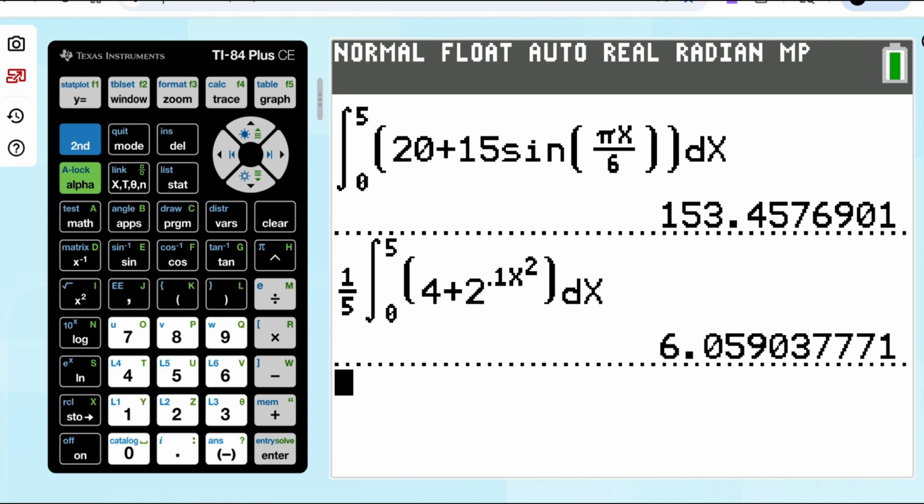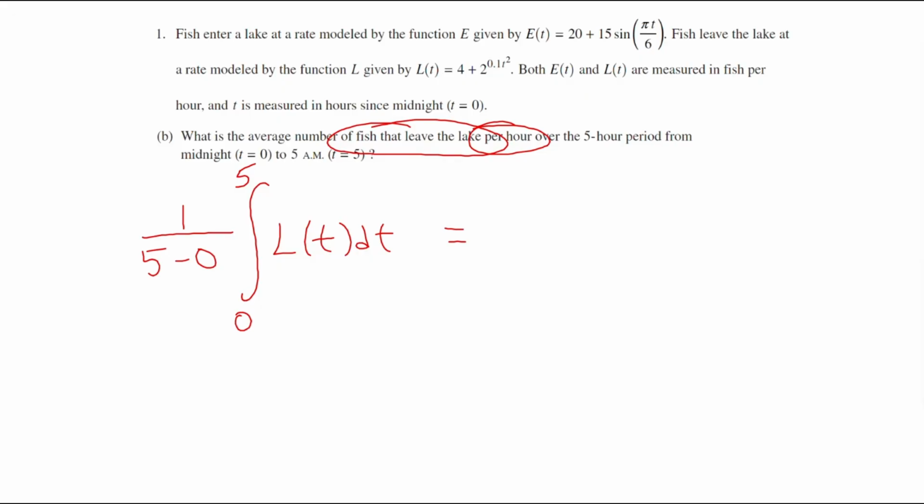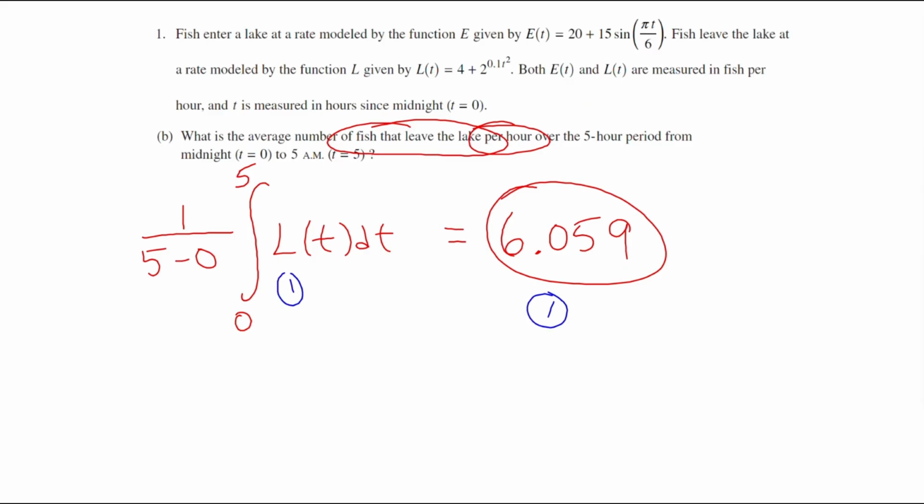6.059. This time it doesn't say anything about rounding, right? So we'll say 6.059. That's the average number of fish that leave the lake per hour on this interval of time. And we get 2 points here, 1 for the correct setup and 1 for the final answer.